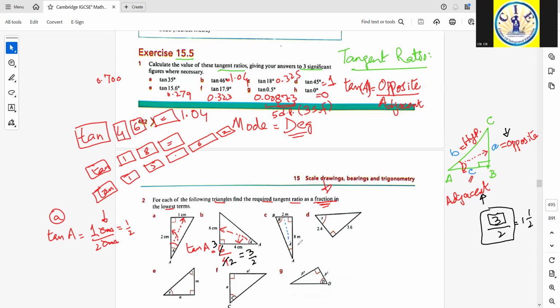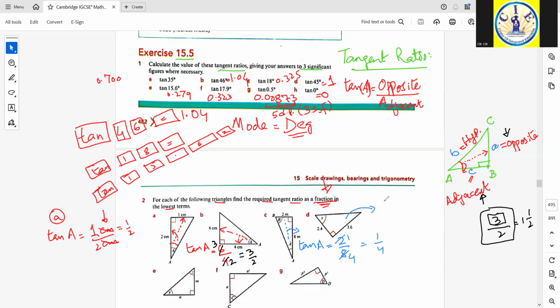the side opposite to the angle A is 2. So we would write tangent of angle A is equal to 2 divided by the adjacent side, that is 8. And now simplifying them, 2 ones are 2, 2 fours are 8. So the answer is 1 by 4.